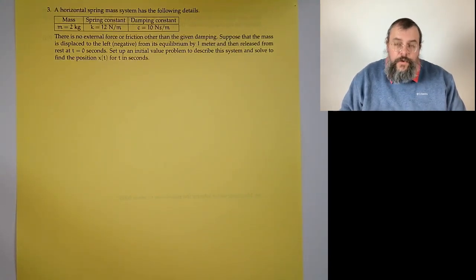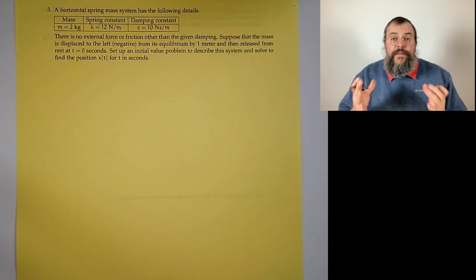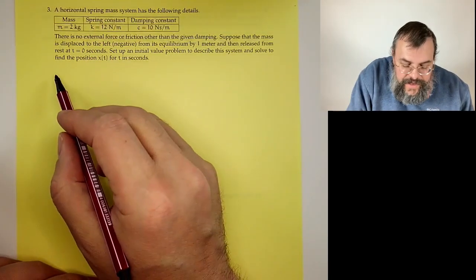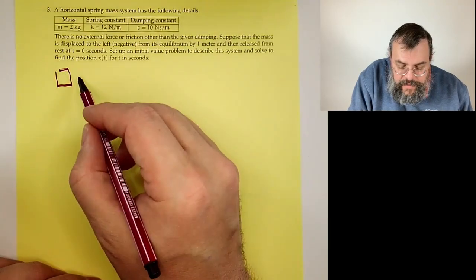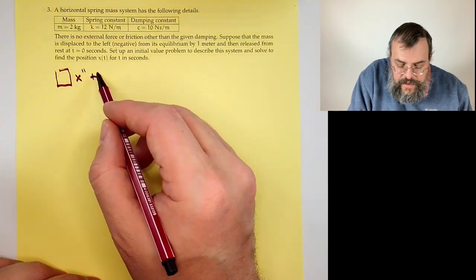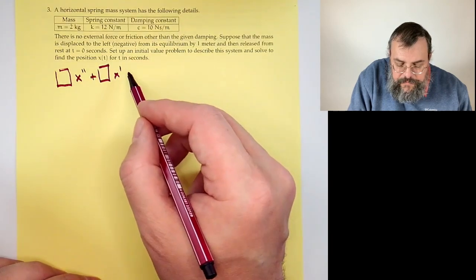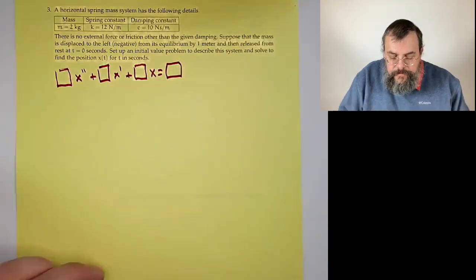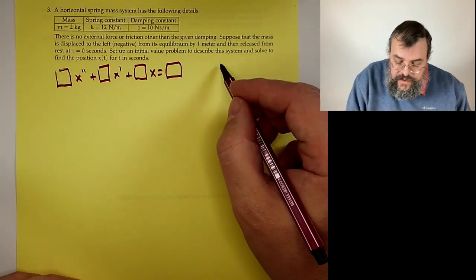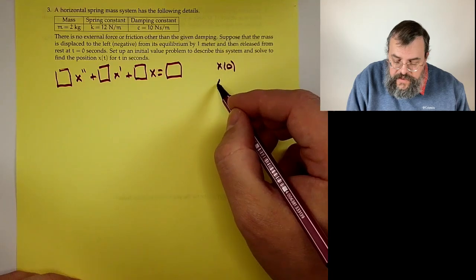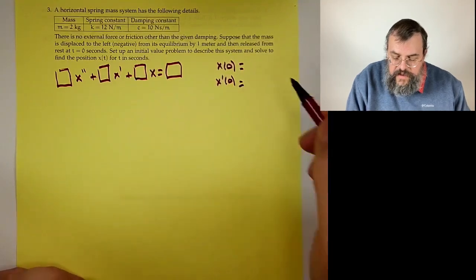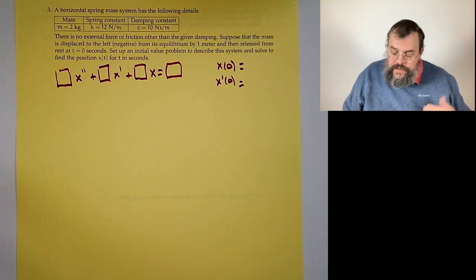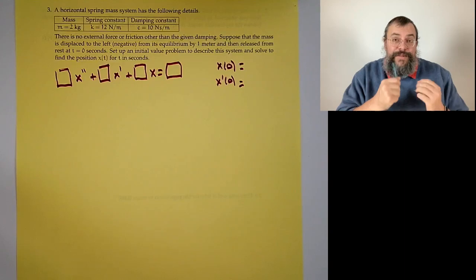All right, so we know this is a spring mass problem because, well, it tells us it's a spring mass problem. Now, what we have are various boxes. So something x double prime plus something x prime plus something x equals something. And we have our initial conditions as well. Now, fill in the boxes. And how do we fill in the boxes? Well, we need to understand what each box represents.